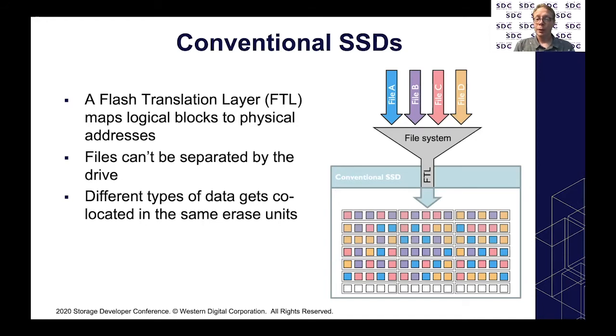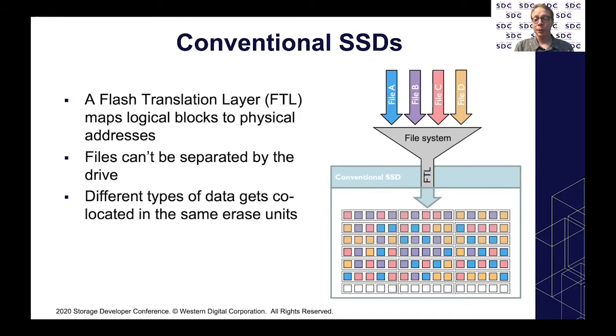So if you look at the graph here on the right, you can see that file A, file B, file C, file D is written using a file system, and that is passed to the conventional SSD. But no knowledge of which file belongs to which block is available. So it's a very thin interface, a thin supply of information that comes from the host to the drive. The drive only gets the logical block numbers from the file system, so it cannot separate the files themselves.